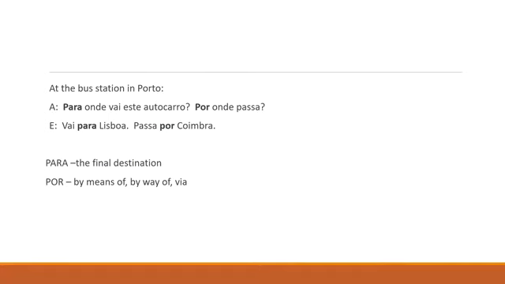And so if you know a little bit about the geography of Portugal, you'll know that to get from Porto to Lisboa, you can go through Coimbra. So we're using para when we're talking about the final destination, the place where we're going to. And we're using por when we're talking about the intermediary, the by way of, the means of, via. So we can say para is like the final destination, and por by means of and by way of.